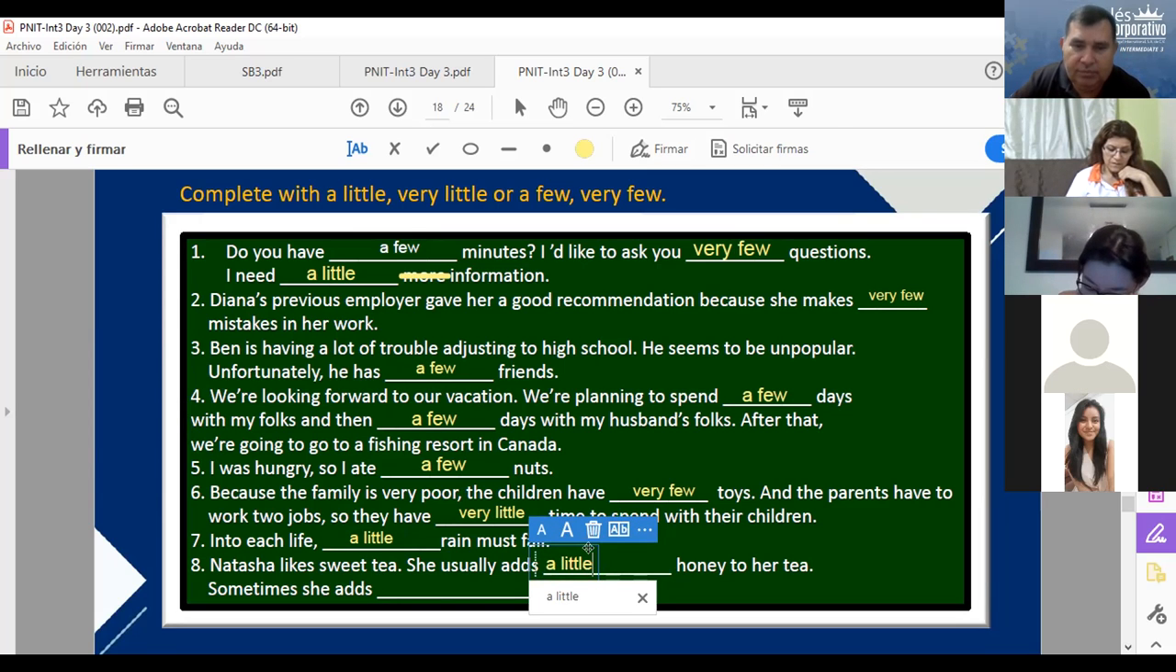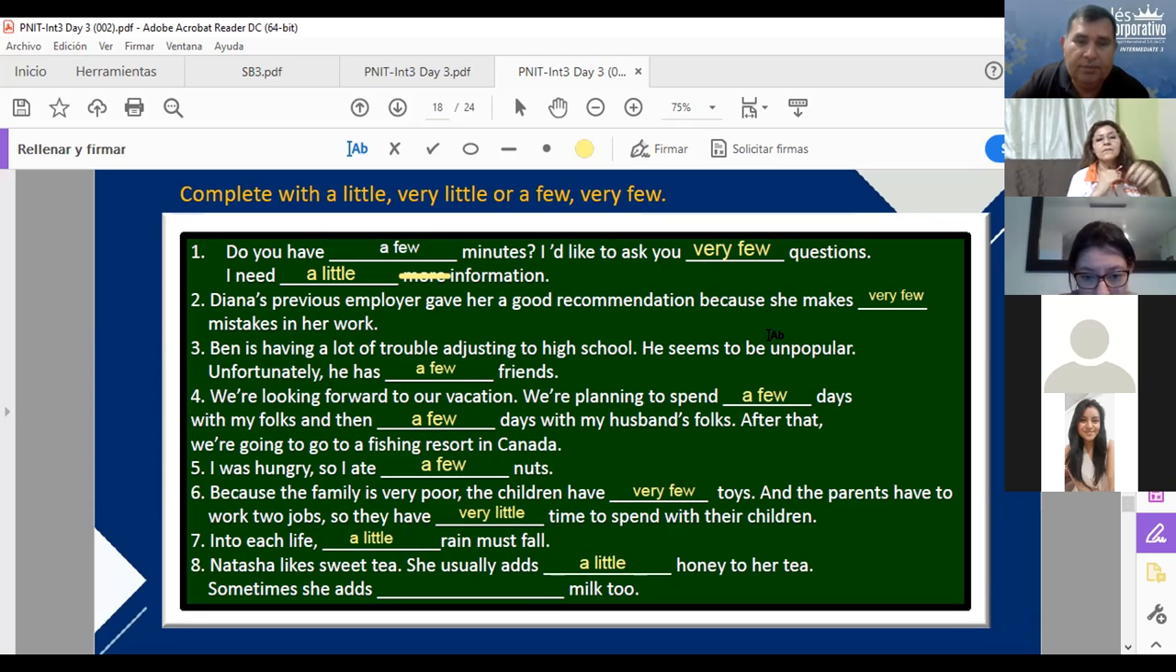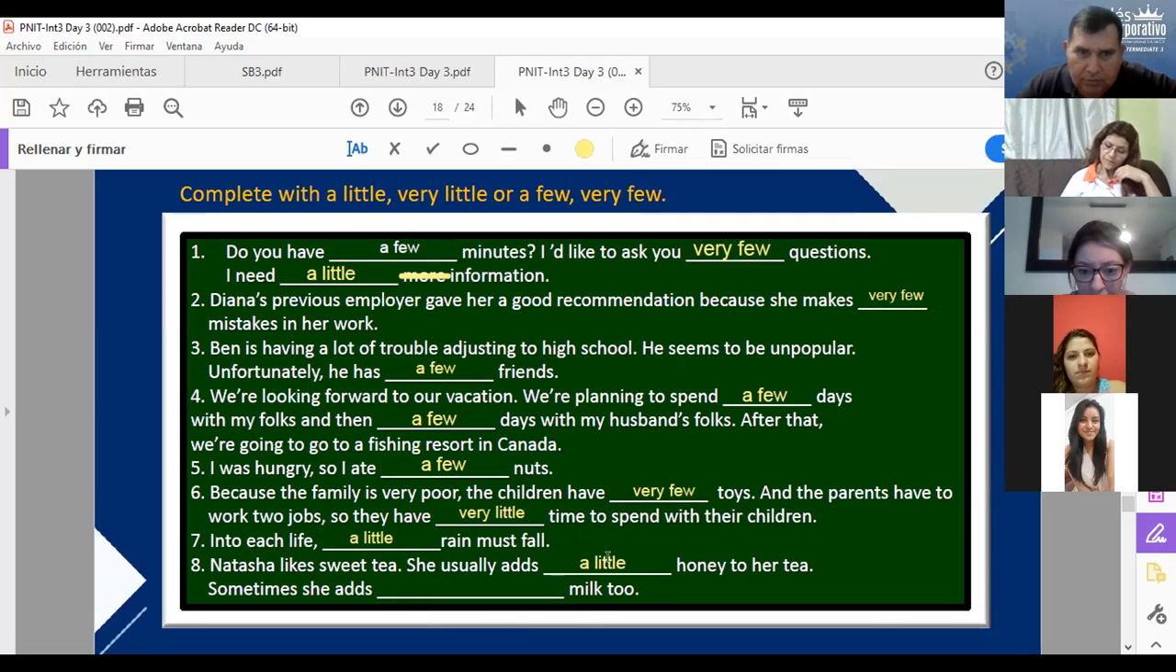En esta 8, quizás también podría ser a little honey to her tea. No sería a few porque honey is uncountable. Yes. A little honey, because it's uncountable. Few es para countable.